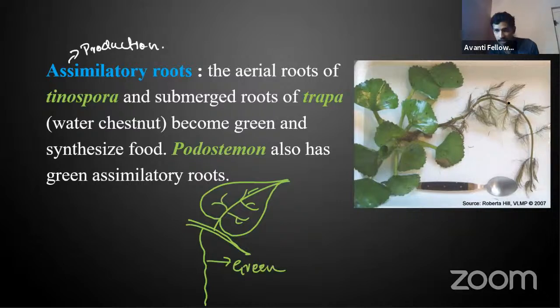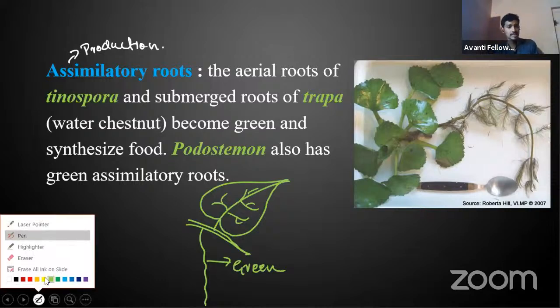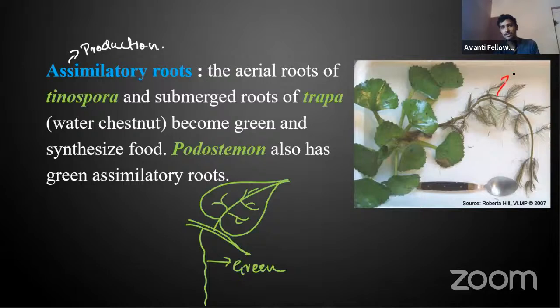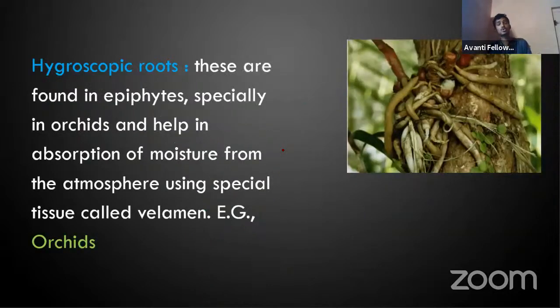In Trapa you can see all these roots are green in color, and they also do photosynthesis because they are present above the water surface, so they get the sunlight. That's why they are producing that. Podostemon will also do the same thing. So assimilatory roots have chlorophyll and can do photosynthesis. Next one is the hygroscopic root.